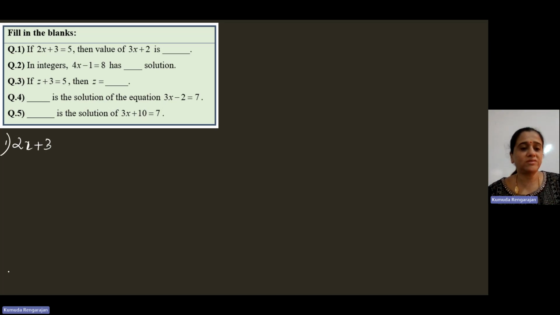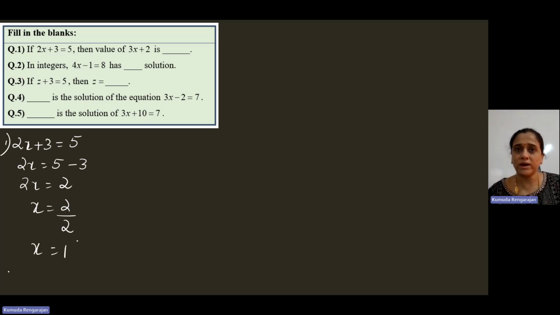So we're given 2x plus 3 is equal to 5. How do we solve this? 2x is equal to 5 plus 3 on the other side, minus 3. So 2x is equal to 2. X is equal to 2 divided by 2. X is equal to 1. So the value of x is 1.